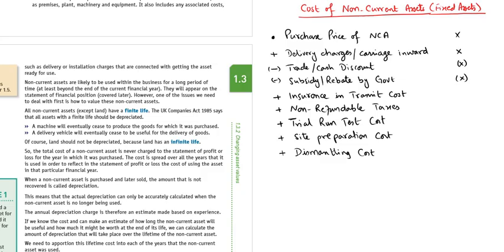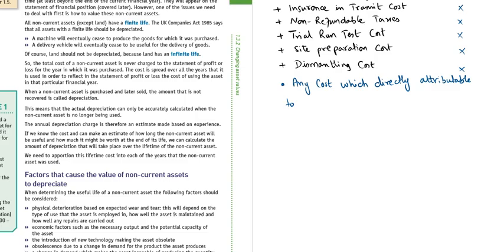And there is a long list, so we write the final statement. We can say this: any cost which is directly attributable to bringing the asset to the location and necessary condition. So these are all the costs included.